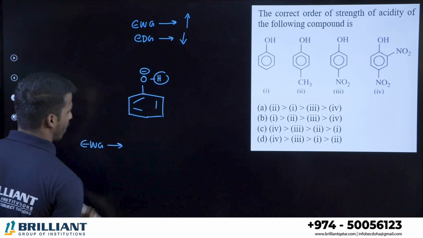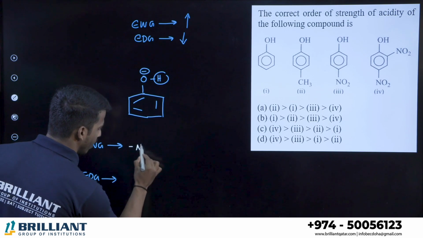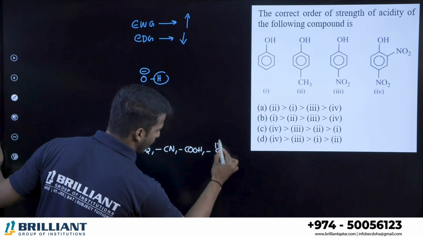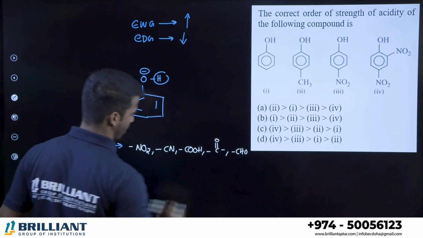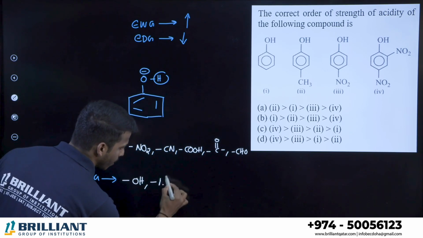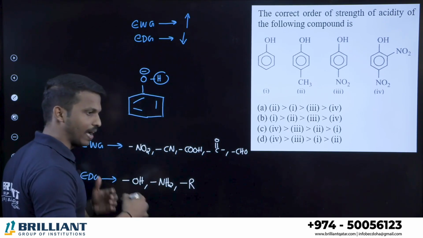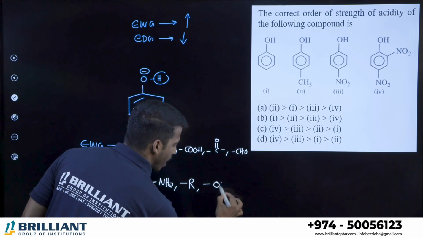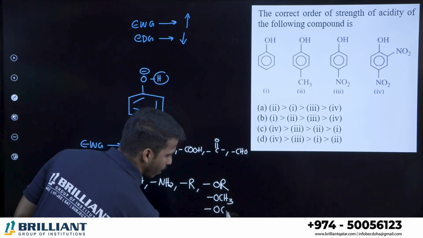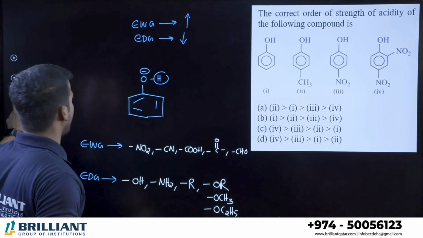Electron withdrawing groups are generally nitro group, cyanide group, acid group, keto group, aldehyde group, etc. Electron donating groups are generally alcohol, amines, all alkyl groups, methyl, ethyl, etc. And another one, alkoxy group, for example methoxy, ethoxy. All these kinds of groups are electron donating groups.